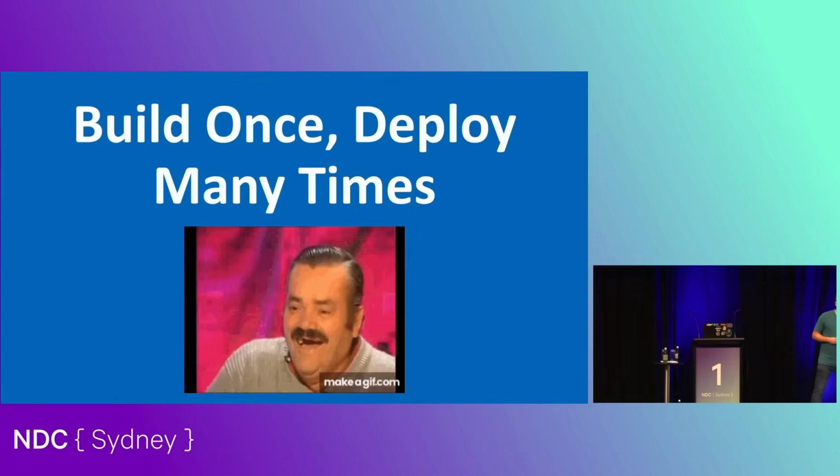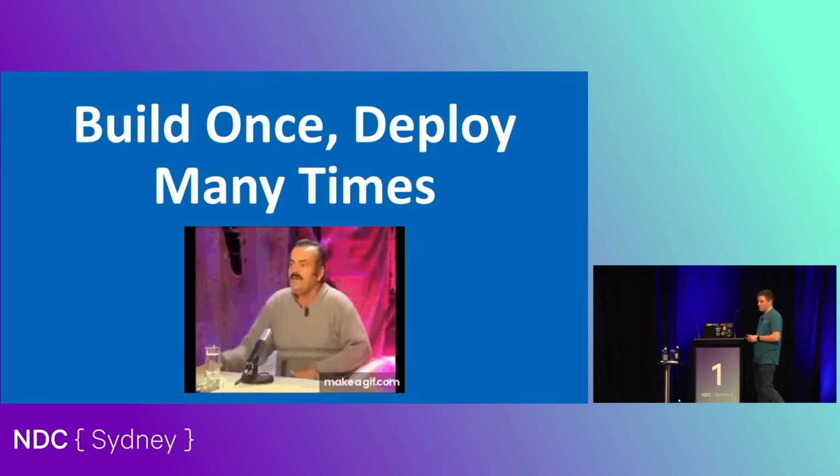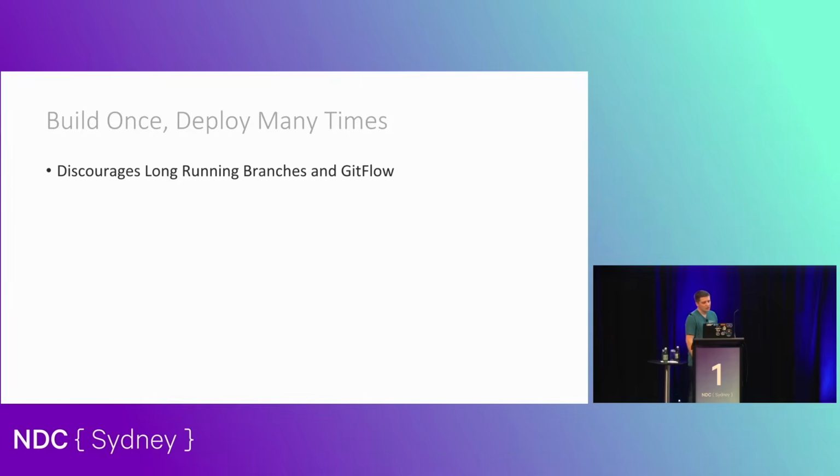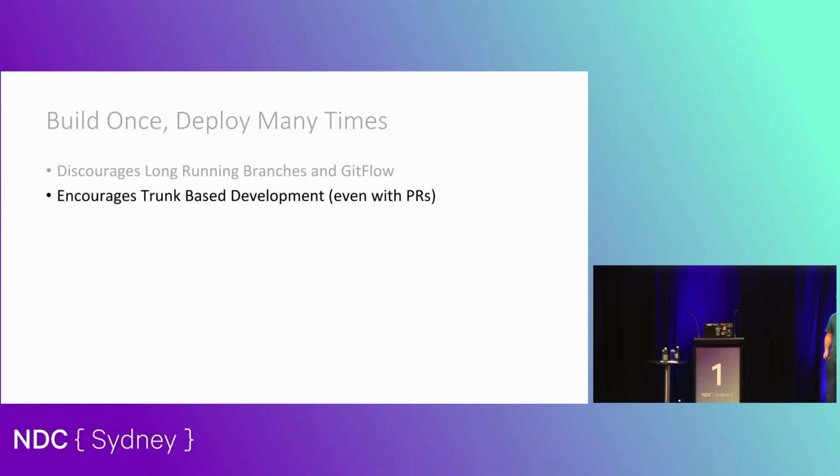All right. Next thing we're going to talk about is build once, deploy many times. The problem when you don't do this is that building many times and deploying once encourages long-running branches. If you have environment branches like dev, test, and production, I disagree with that philosophy. I'm more of a believer in having only one branch, your main branch, and deploying off of that. This encourages trunk-based development. Even if you're using pull requests, if you're only using a single branch to deploy from, that's still considered trunk-based development in my view.